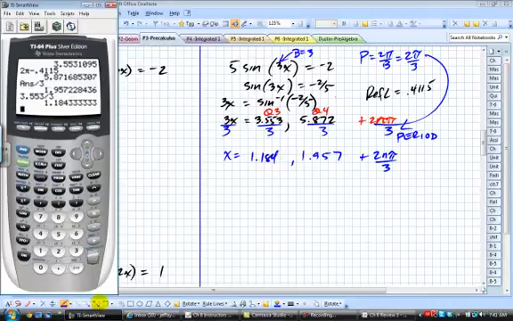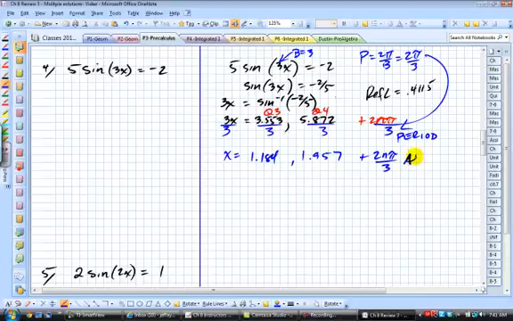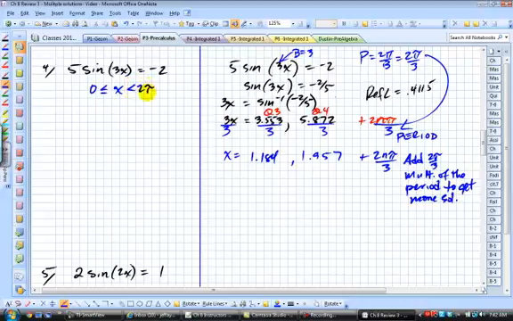So I've got my first solutions here. And from there, all I do is add multiples of the period to get more solutions. Add 2/3 pi, multiples of the period, to get more solutions. And then you just stop when you're bigger than 2 pi. So 0 is less than or equal to x less than 2 pi radians. We're in radian mode here. So what I need to do is add 2/3 pi, and then add 2/3 pi.